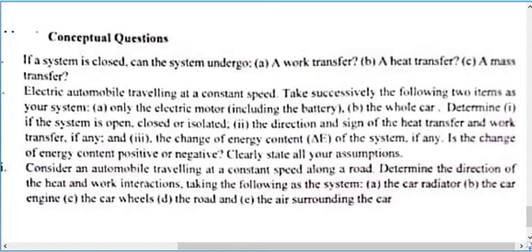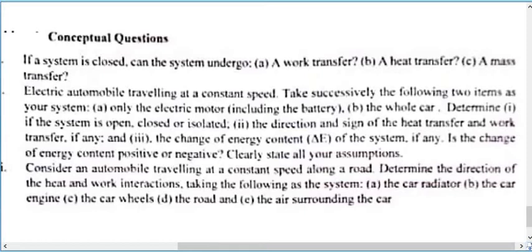Take successively the following two items as your system: (a) only the electric motor including the battery, (b) the whole car. Roman 1. Under Roman 2 (a) and (b), determine: one, if the system is open, closed or isolated. Two, the direction and sign of the heat transfer and work transfer, if any. And three, the change of energy content, dE, of the system, if any; is the change of energy content positive or negative? Clearly state all your assumptions.